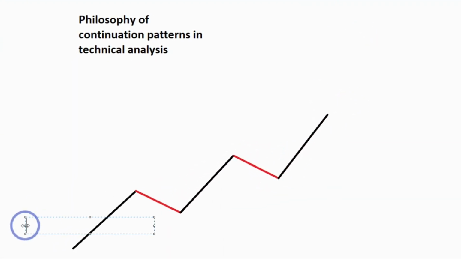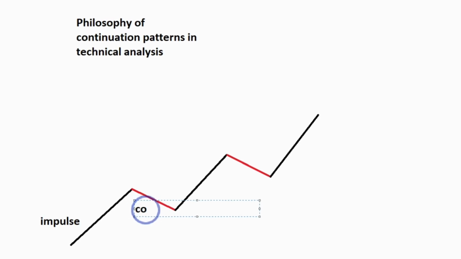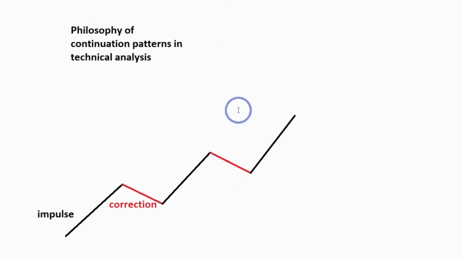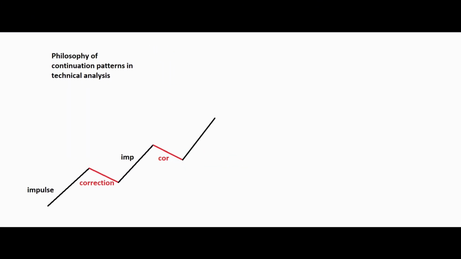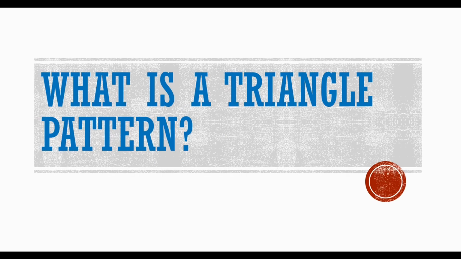The movement of the climber, or impulse movement, is the foundation of continuation patterns. After that, in the corrective phase, or the climber's rest phase, to gather more energy for the continuation of the path, we expect the triangle pattern to form at this stage. What is a triangle pattern?